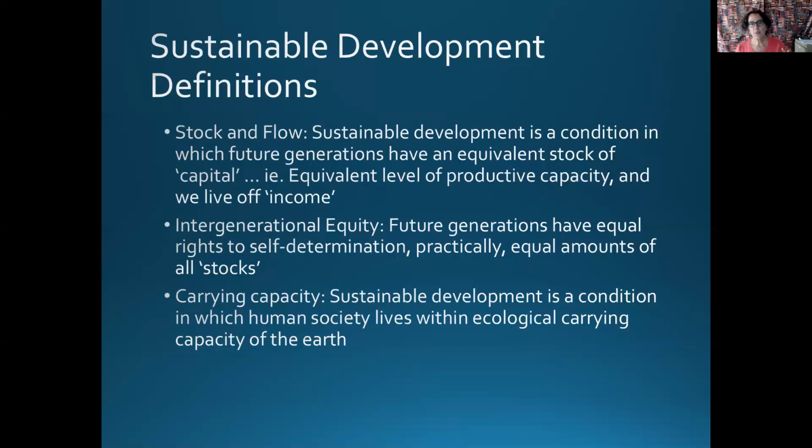So then the third one I'm going to talk about is carrying capacity, which is very much like a stock and flow type of definition, but it's typically in a more ecological field. So sustainable development under a carrying capacity definition is a condition in which human society lives within the ecological carrying capacity of the earth.